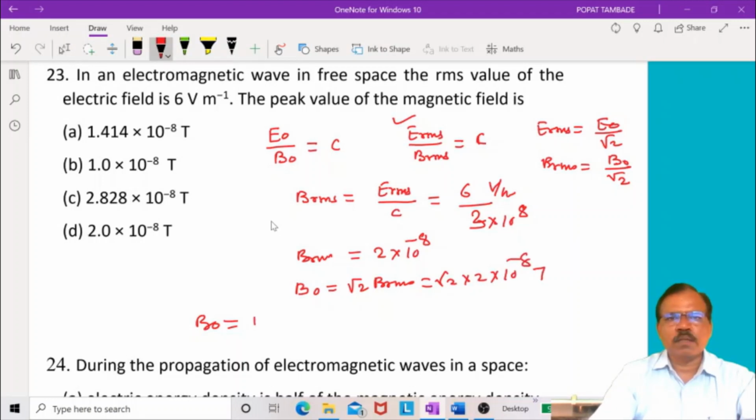So it is 1.414 into 2 into 10 raised to minus 8. So we can find this as 2.828 into 10 raised to minus 8 Tesla. So this third one is correct.